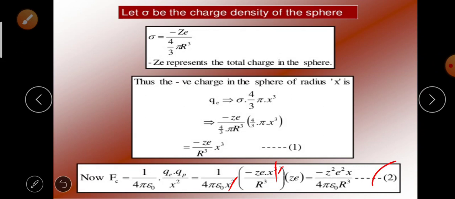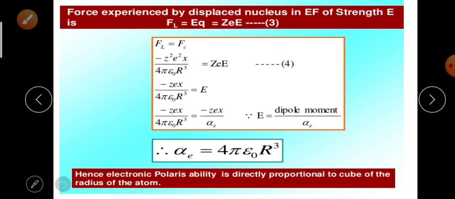This is equation 2. For force experienced by displaced nucleus in an electric field of strength E, FL is equal to EQ is equal to ZeE. This is equation 3. FL is equal to Fc, minus Z²e²x/(4πε₀r³) is equal to ZeE. This is equation 4. Minus Zex/(4πε₀r³) is equal to E.